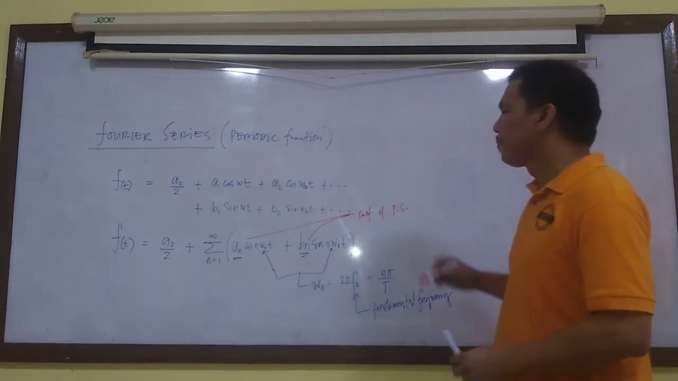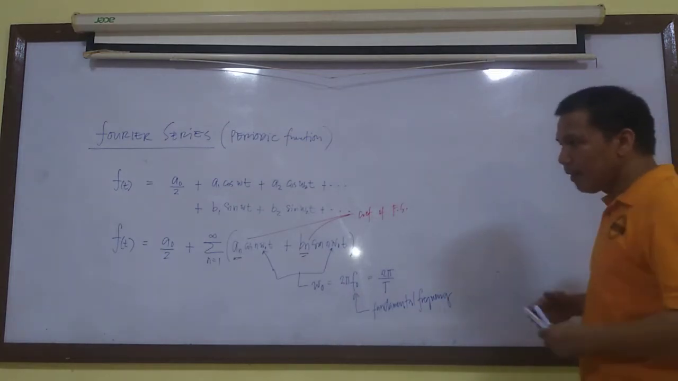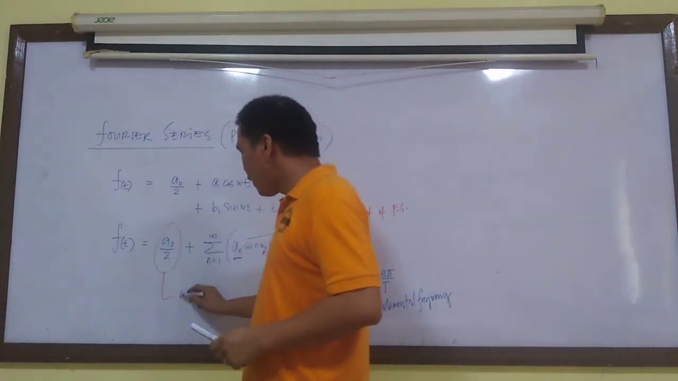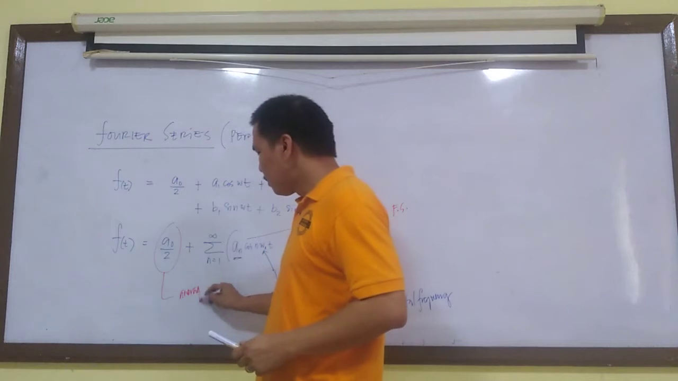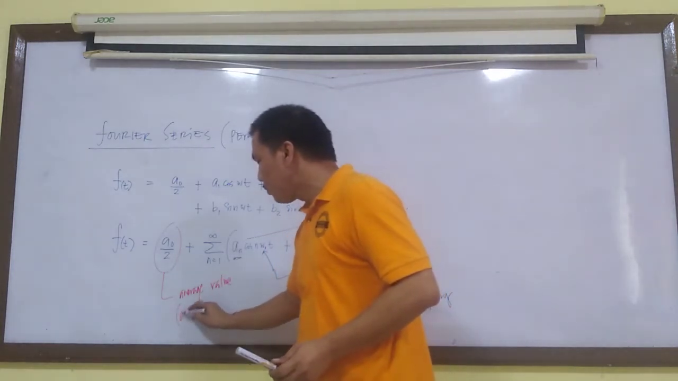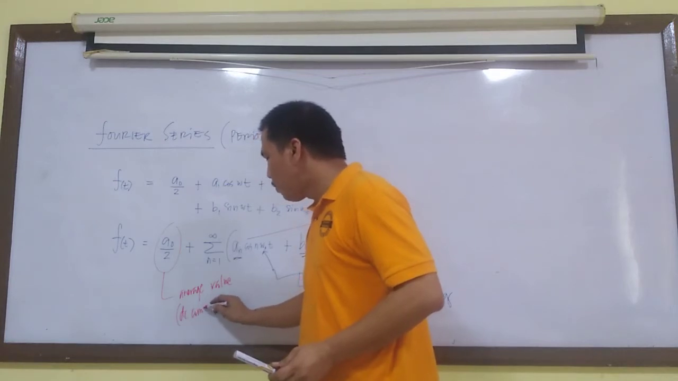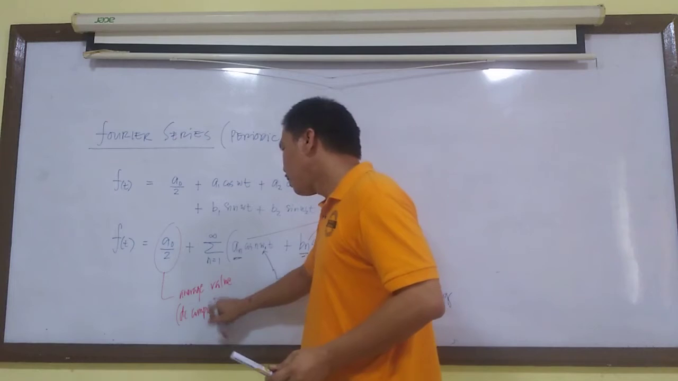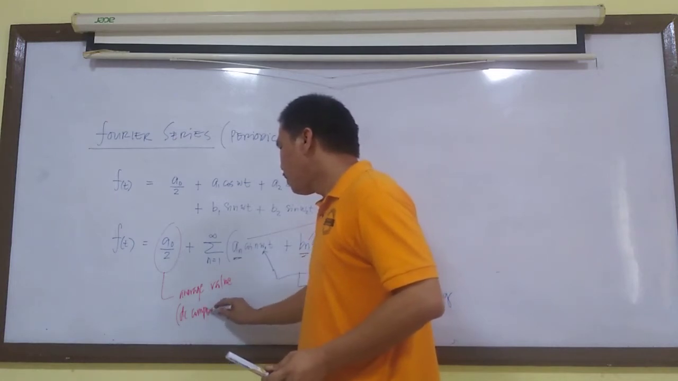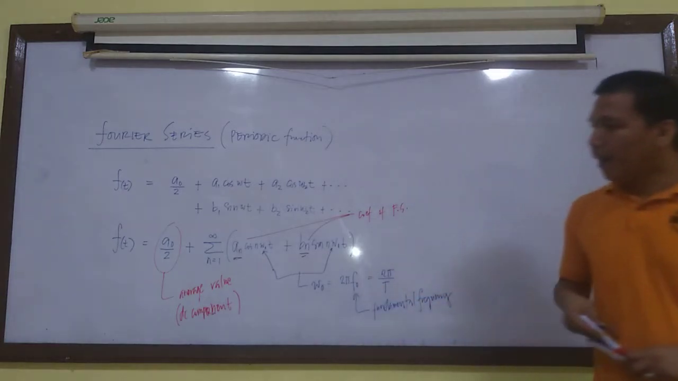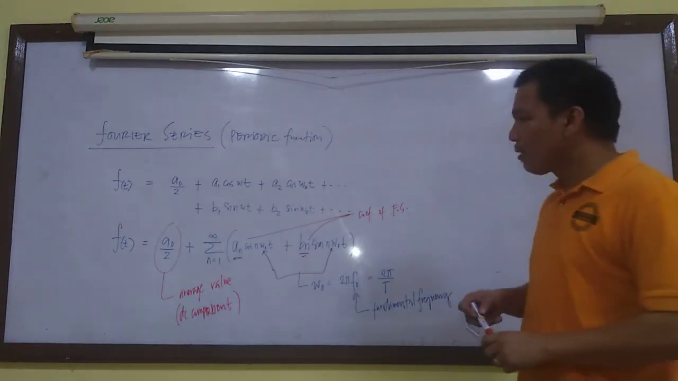What about a0 over 2? a0 over 2 is your average value. In electronics, we call this your DC value or DC component.